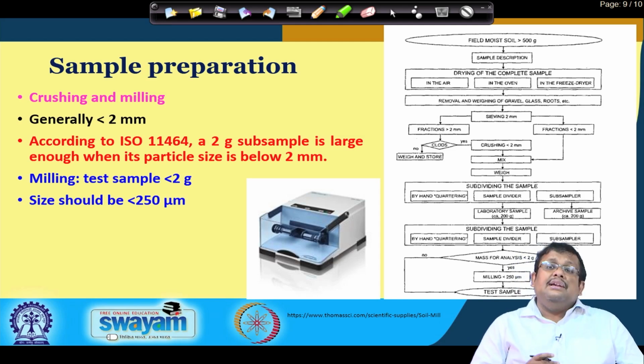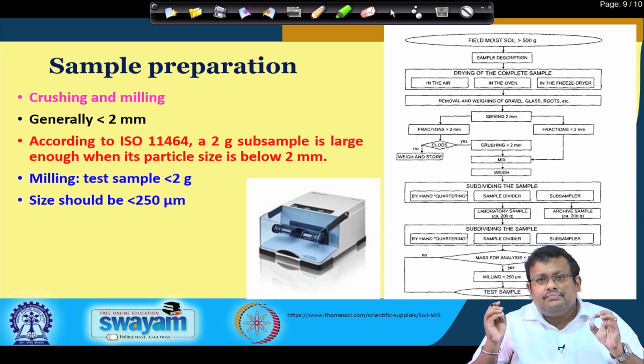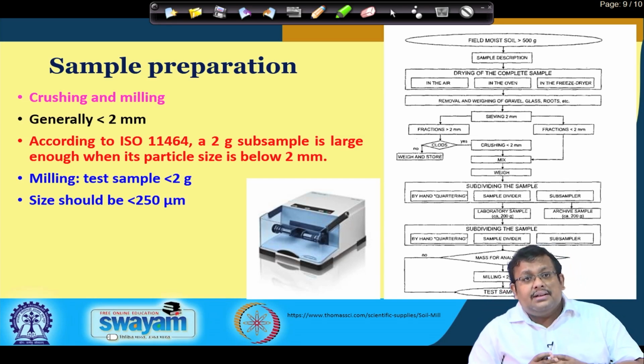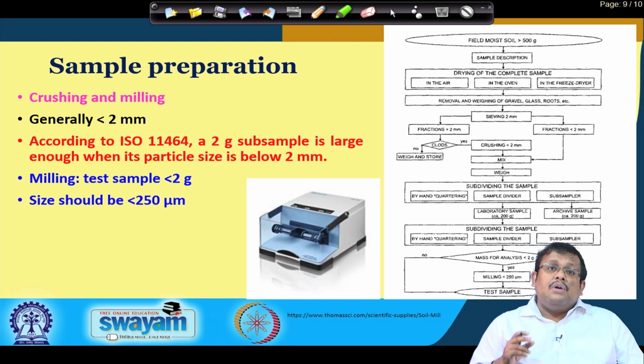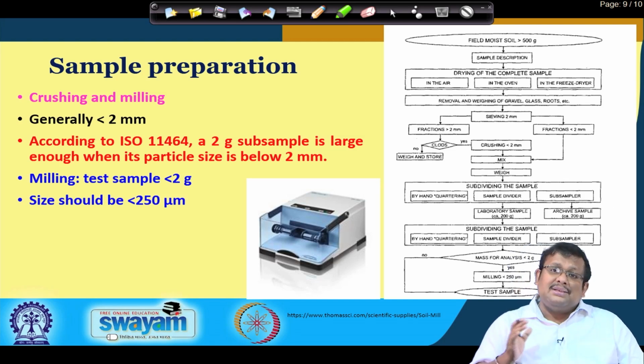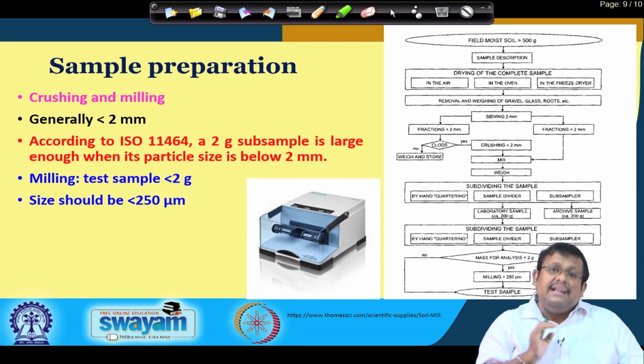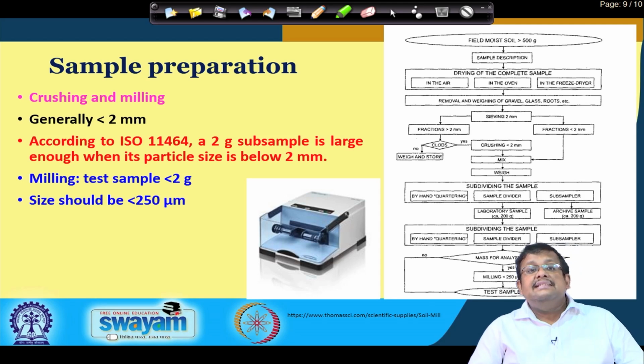Now, crushing and milling generally is done for keeping the particle size less than 2 millimeter. According to ISO 11465, a 2 gram subsample is large enough when its particle size is below 2 millimeter. So, when the particle size is below 2 millimeter, then a 2 gram subsample is enough for doing the analysis. However, milling is done when the test sample is less than 2 gram. So, when there is a test sample which is less than 2 gram, then generally milling is done.